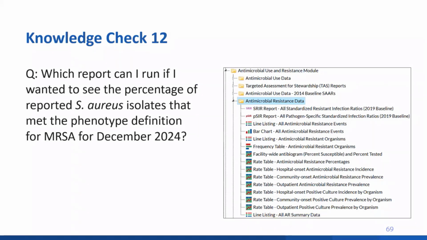I believe this is my final knowledge check of this session. So which report can I run if I wanted to see the percentage of reported Staph aureus isolates that met the phenotype definition for MRSA for December 2024?